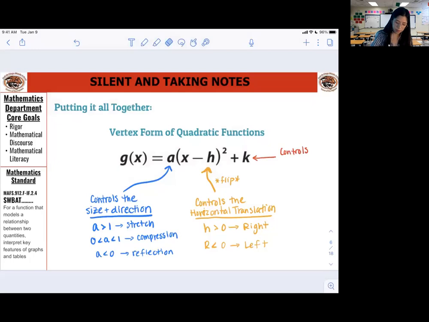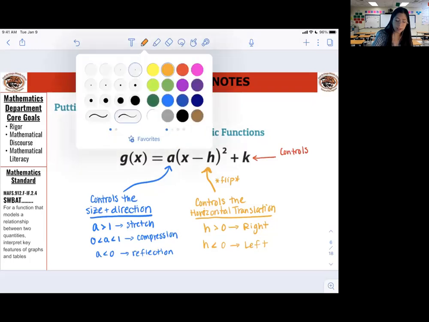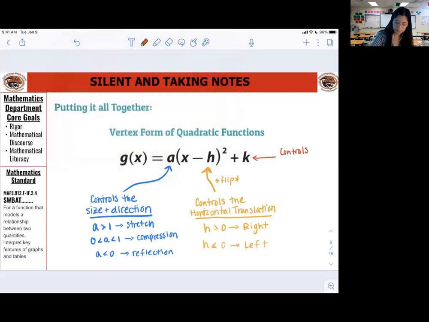And then K controls the what? Oh, thanks. I did put the letter R. My bad. And K controls the? If H is horizontal, K is vertical.